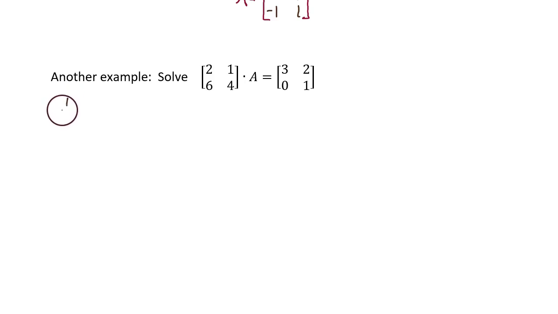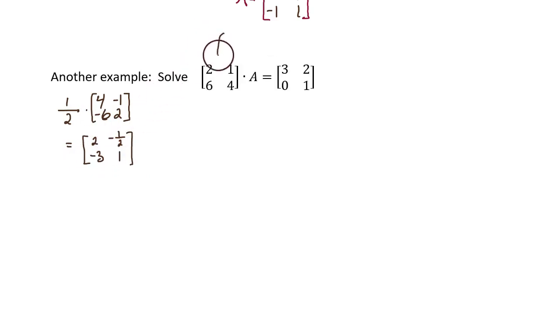It involves going 1 over the determinant. So 2 times 4 is 8, minus 6 times 1, which is 6. That makes 2. And then multiplying by a 2 by 2 matrix created from these 4 numbers. So you switch the 2 and the 4, and you change the signs on the 1 and the 6. Then when you multiply everything through by 1/2, it makes 2, -1/2, -3, and 1.